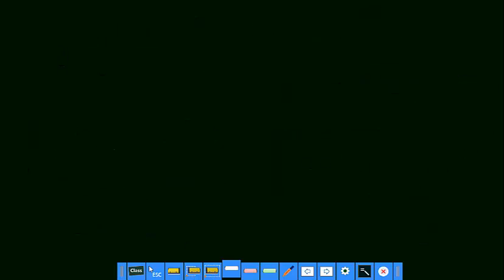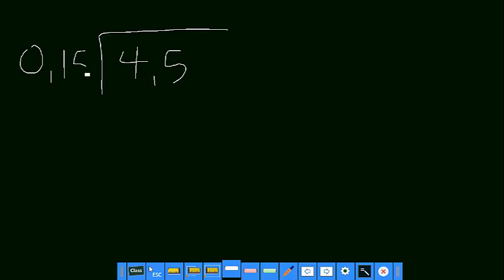Let's make it a little bit harder. Let's say, for example, 4,5 divided by 0,15. There you go. First thing is the outside number. Make sure that's always a whole number, okay?